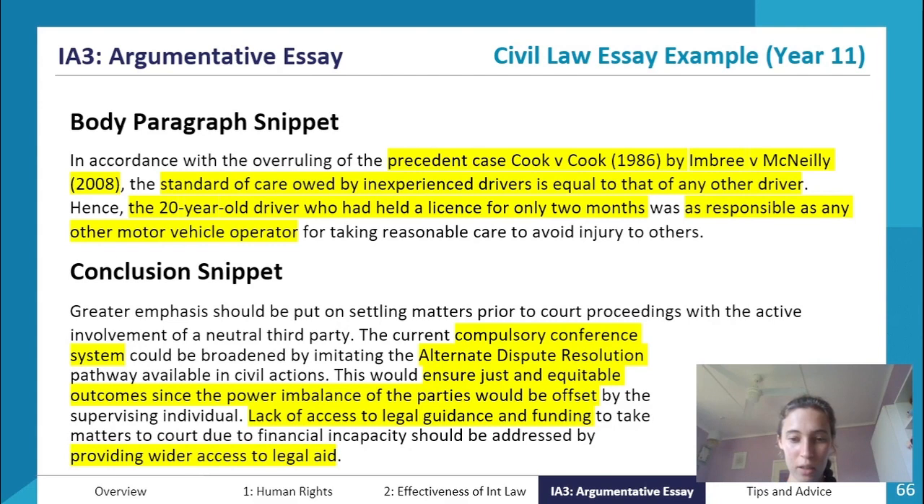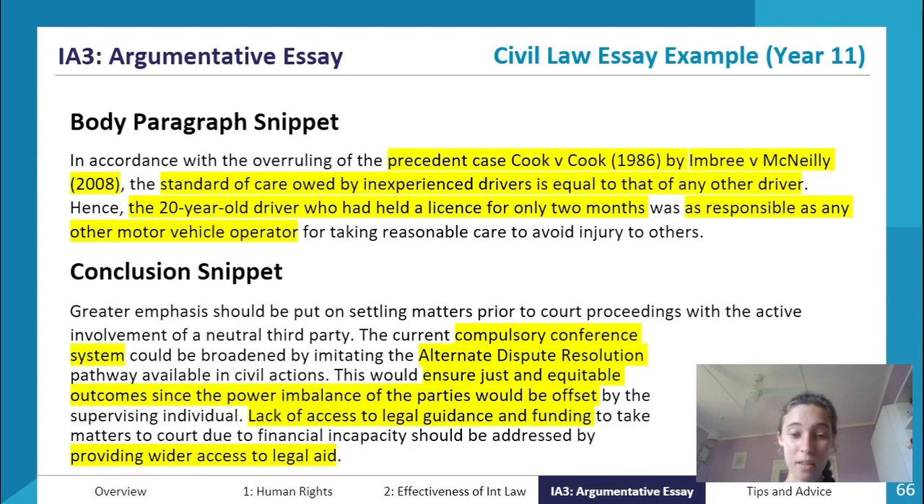Now, your conclusion, keep in mind that there are going to be big differences because this is the civil law example. But just in general, you're going to need to always have that idea of recommendations at the end. So here I'm saying greater emphasis should be put on settling matters prior to court proceedings. So I'm saying this current conference system could be broadened, and I'm giving an example of what it could be like. So it could imitate the alternate dispute resolution pathway.